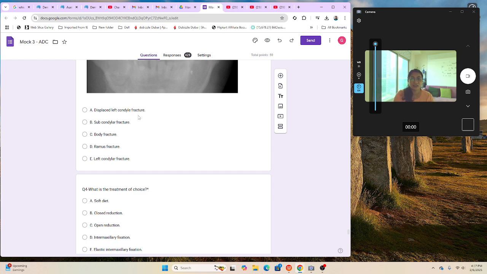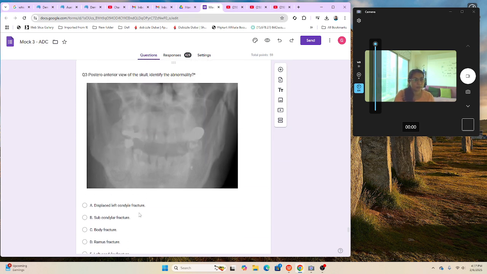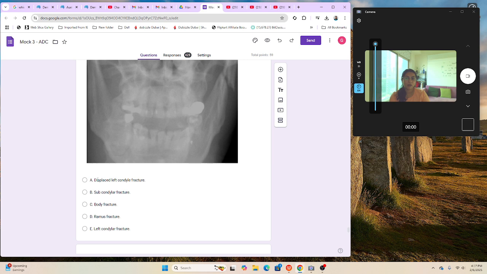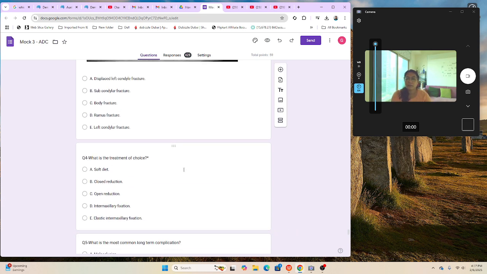Now, what is the treatment of choice? See, the ideal answer for this should have been a displaced left subcondylar fracture. But you see how nicely they have mentioned displaced, and you'll be like, yes, it is displaced, let's mark that. Don't do that.